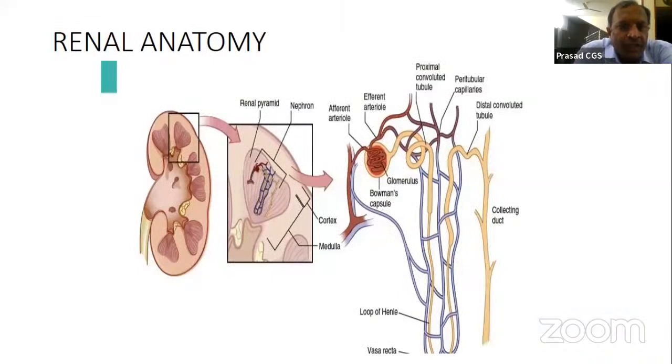Before going to physiology, briefly about anatomy. As you all know, the kidney extends from T12 to L1 vertebra. It's around 12 centimeters, and it has mainly the outer cortex and inner medulla. The apex of the medullary pyramid opens into calyces, and the functional unit is the nephron. The nephron consists of the glomerulus, which leads on to the proximal convoluted tubule, the loop of Henle, the distal convoluted tubule, and the collecting duct.